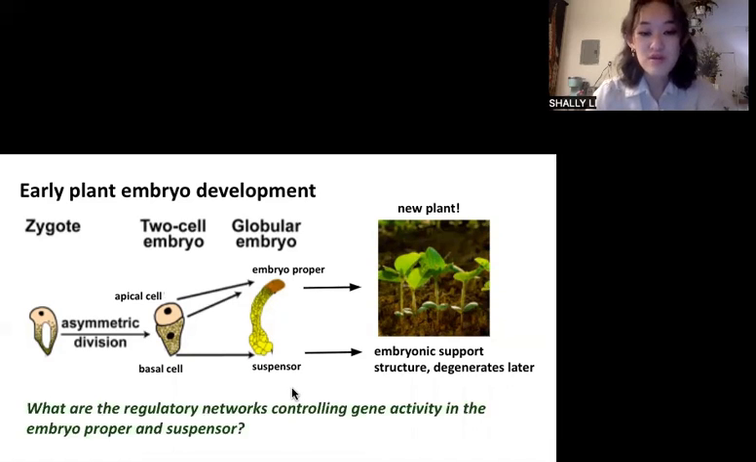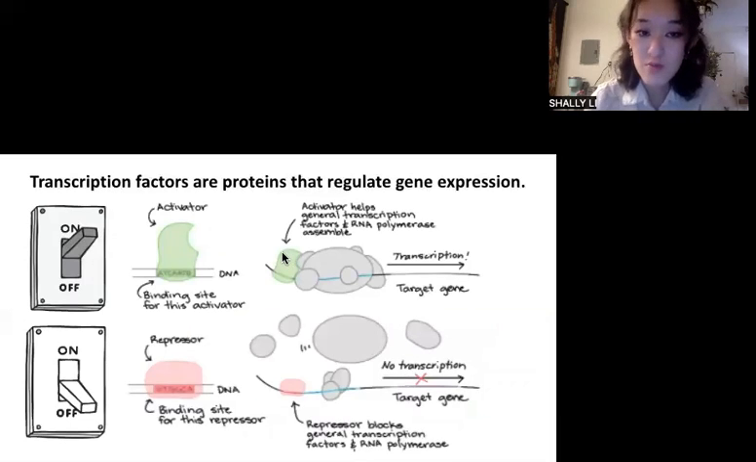So a major question we want to answer here is, what are the regulatory networks controlling gene activity in the embryo proper and suspensor? So in other words, how does the embryo know to divide in this way? What are the genes that are controlling this process, and what is regulating those genes? And so this is where transcription factors come into play. Transcription factors, in case you're not familiar with cell biology, are the proteins that regulate gene expression. So essentially, they act as on and off switches for genes. And through transcription factors, different genes can be turned on and off in different tissues and different stages of development.